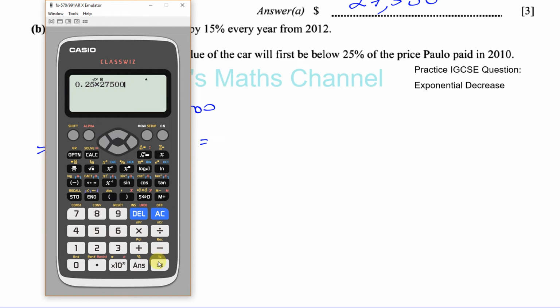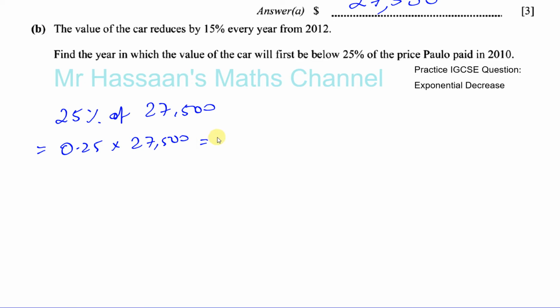Okay, so it says find the year in which the value of the car will first be below 25%. So first be below 6,875. Okay, so the value of the car reduces every year. So you're going to have the original value, which is 27,500.